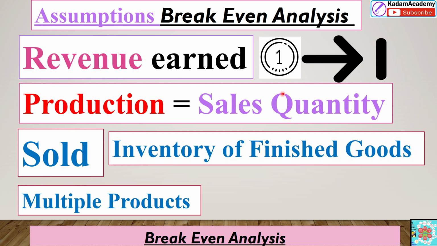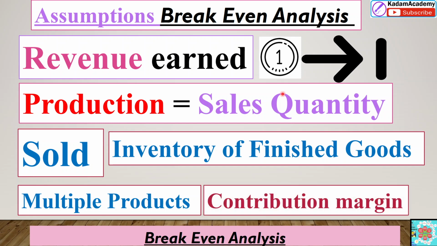So friends, in the case of multiple products, what will happen? All the products have the same contribution margin. There is no change in general price level. So contribution margin is the same.